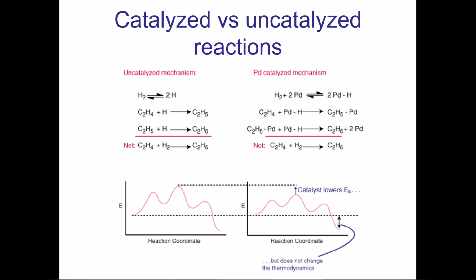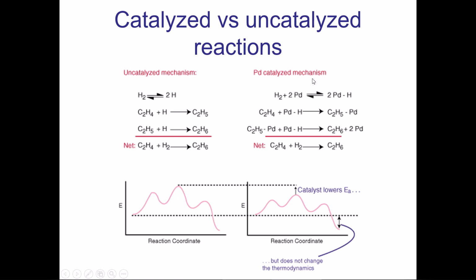And this is what a catalyst would look like in the reaction mechanism. The uncatalyzed mechanism is on the left. We have H2 going to 2H. Then we're using those H's to interact with C2H4 to add hydrogens to the carbon chain, to eventually make C2H6.